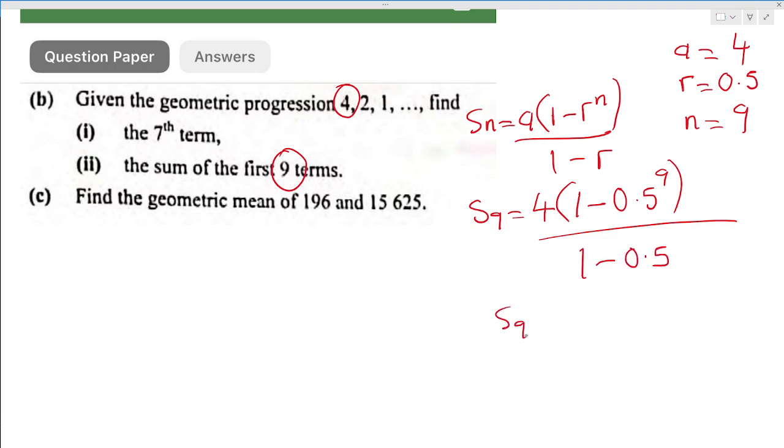So S9 is going to be equal to 4 open bracket 1 minus, what is 0.5 to the power 9? It gives me, we're back to a fraction again. On your calculator, there's a way you can convert a fraction to a decimal. There's a button that is the same one as for the fraction, this one. Is it AB over C or is it A over BC? I'm not sure, but it should be one of these two.